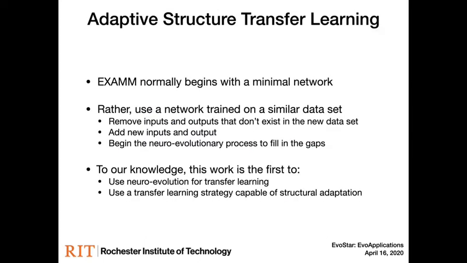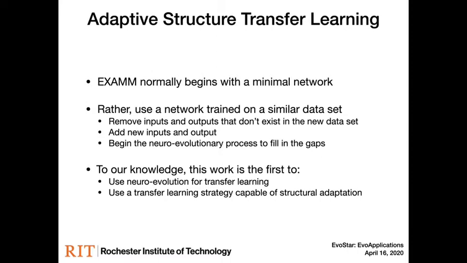So talking about this adaptive structure transfer learning thing. Normally EXAMM will begin with a minimal neural network that is given the set of inputs and the set of outputs. It's a network that's just well connected, all of the inputs to all of the outputs, no recurrent edges, nothing other than the simple feed forward connections.